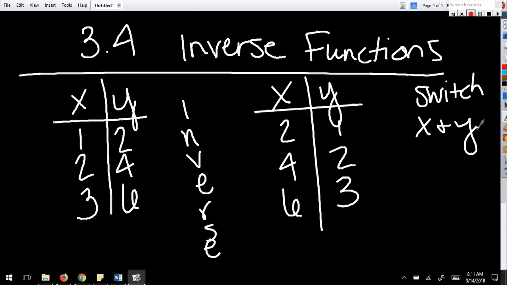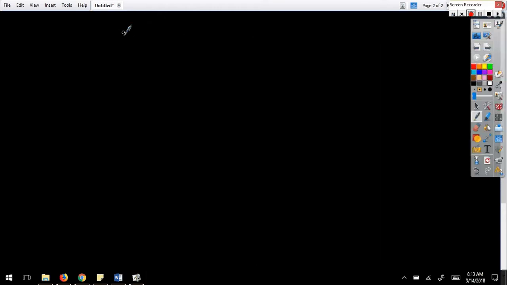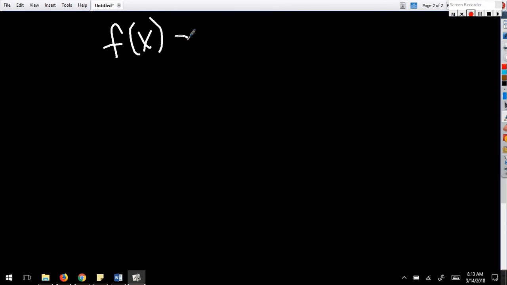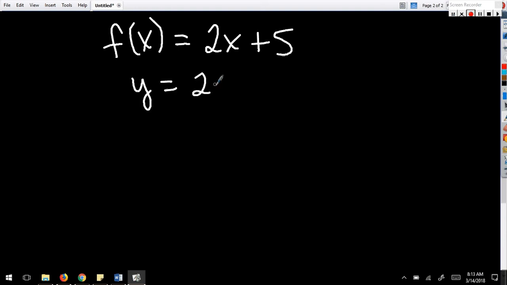Easy enough so far? Let's say I give you this function. And remember, f of x just means it's a function, okay? That's the same thing as saying y equals. It just means function of x, right? So we could replace this with y equals 2x plus 5. What does it mean really quick while I'm on that topic? What does it mean to be a function?